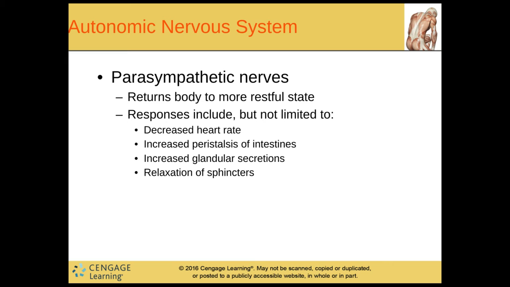And then we have the parasympathetic nerve. This returns the body to a more restful state. Responses include, but are not limited to, a decreased heart rate, increased peristalsis of the intestines, increased glandular secretions, and relaxation of the sphincters.